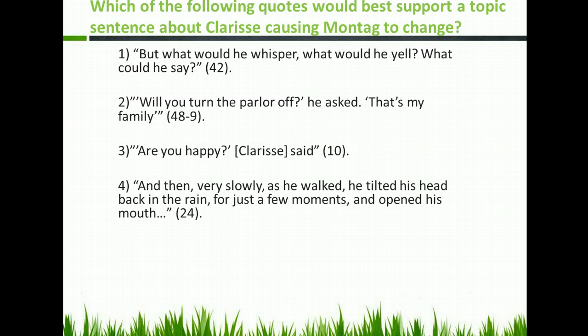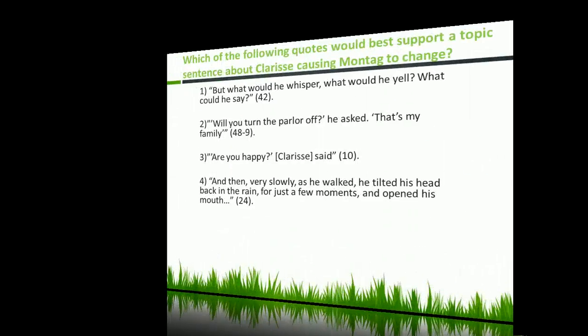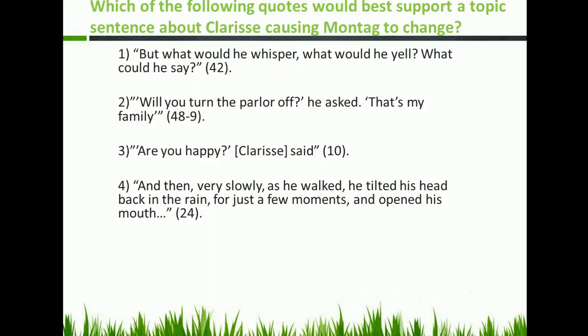So let's take a look at these 4 quotes. Which of these following quotes would best support a topic sentence about Clarice causing Montag to change?